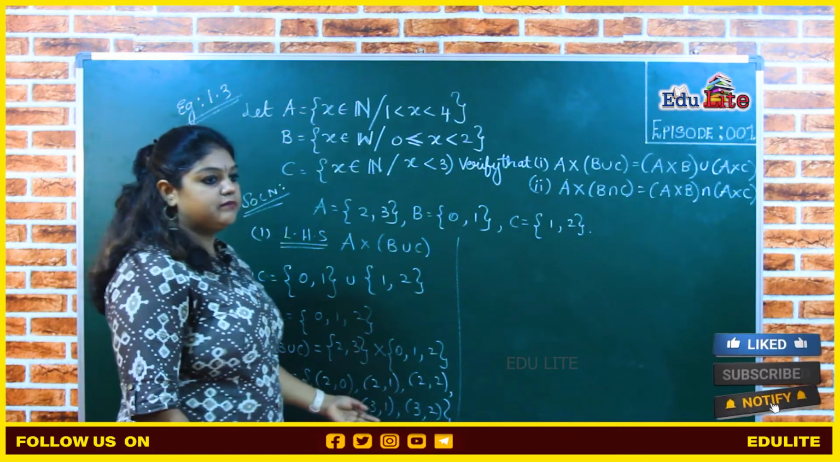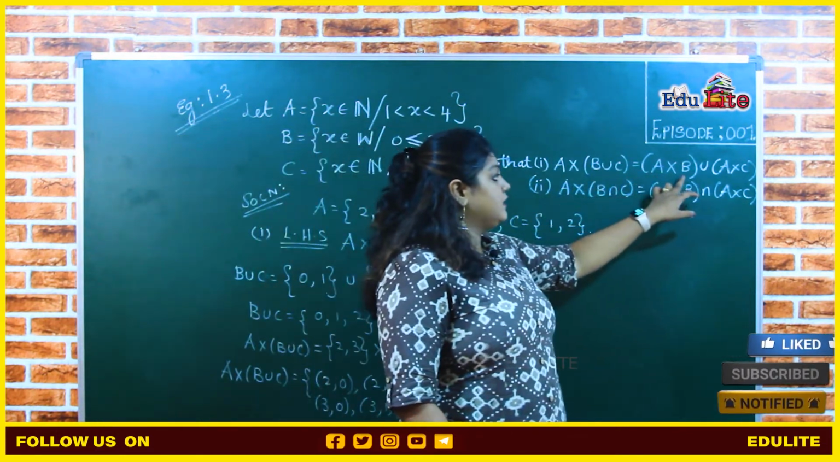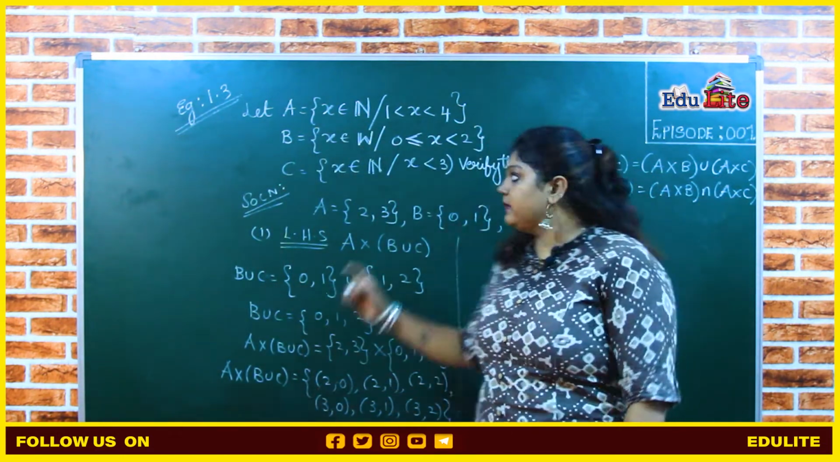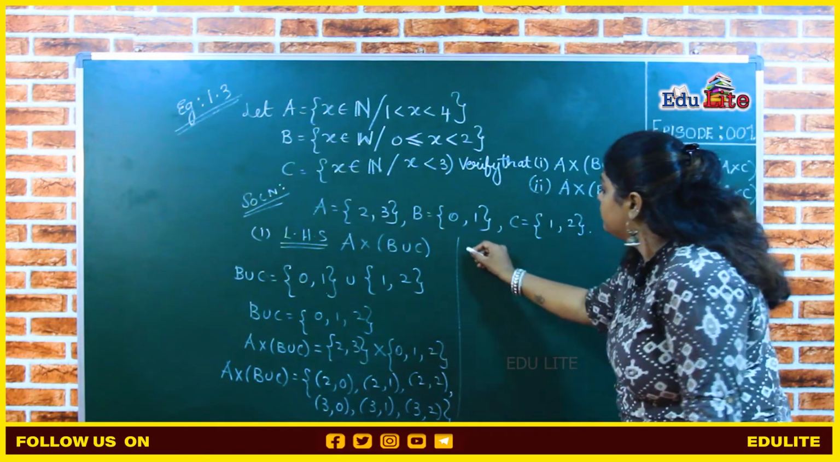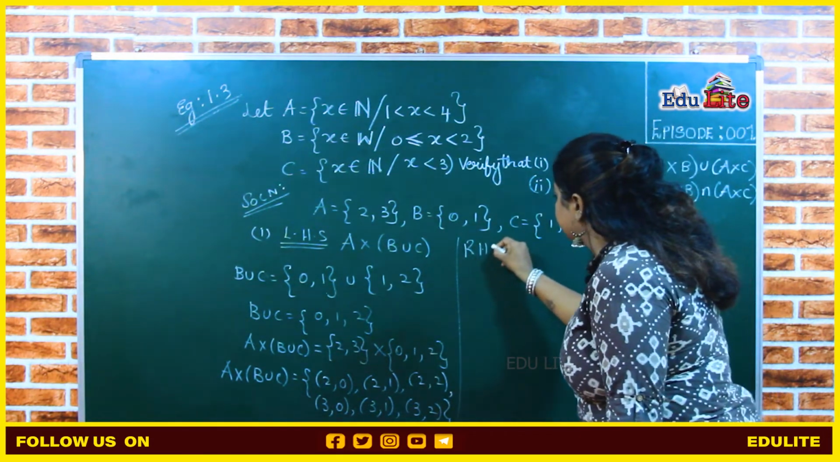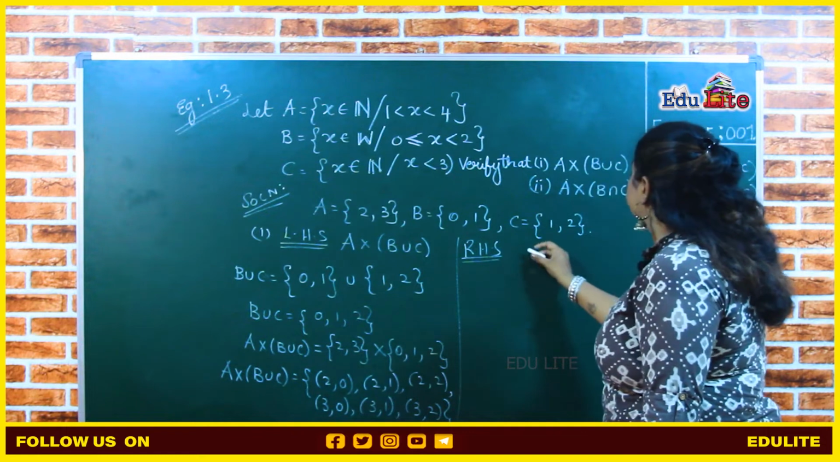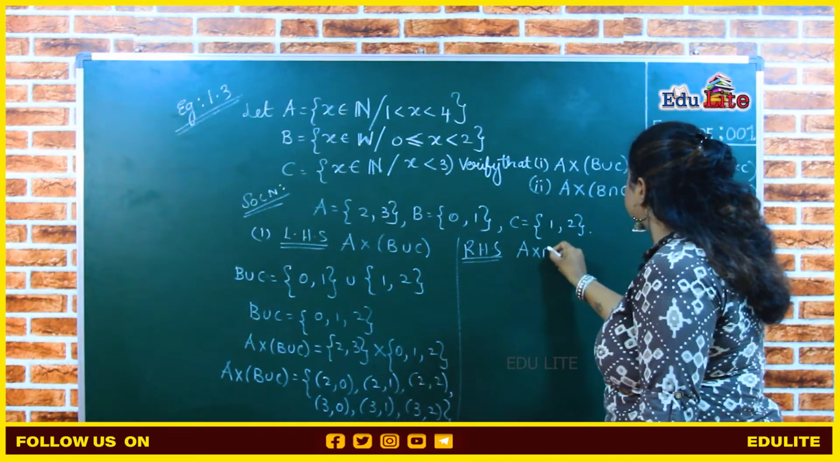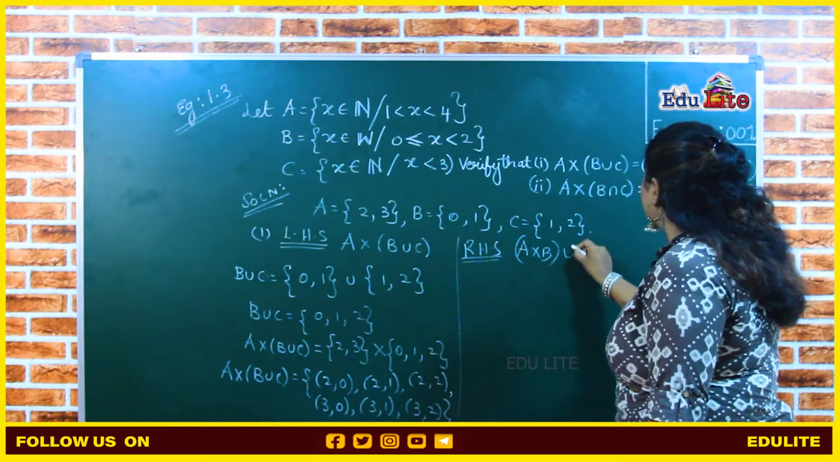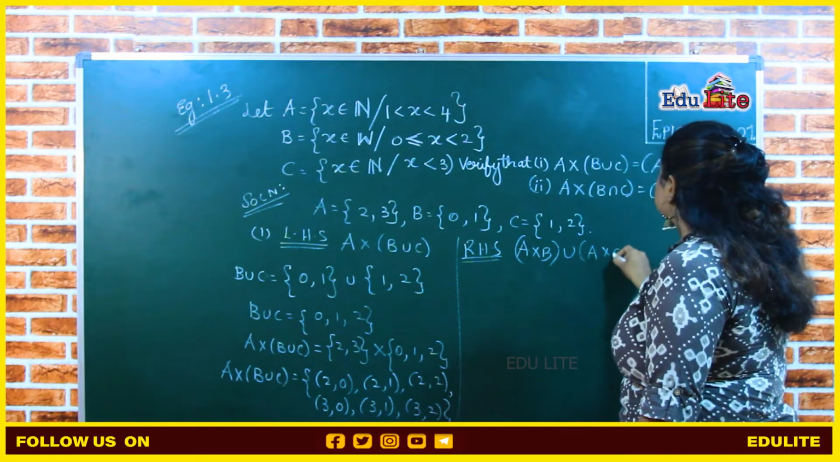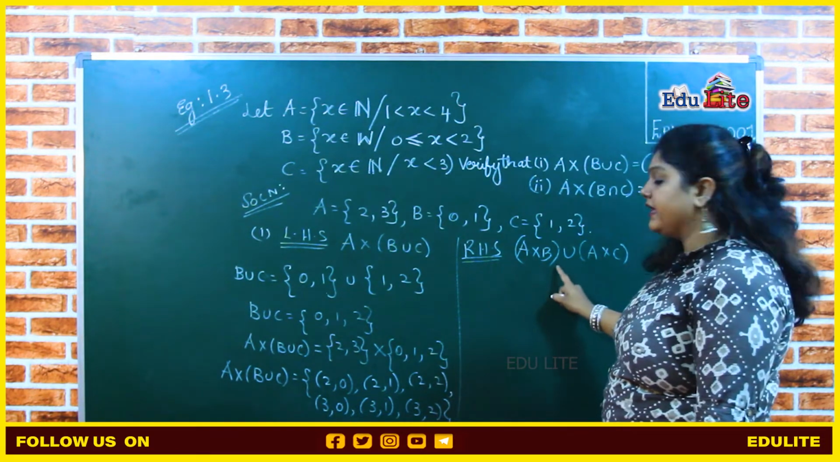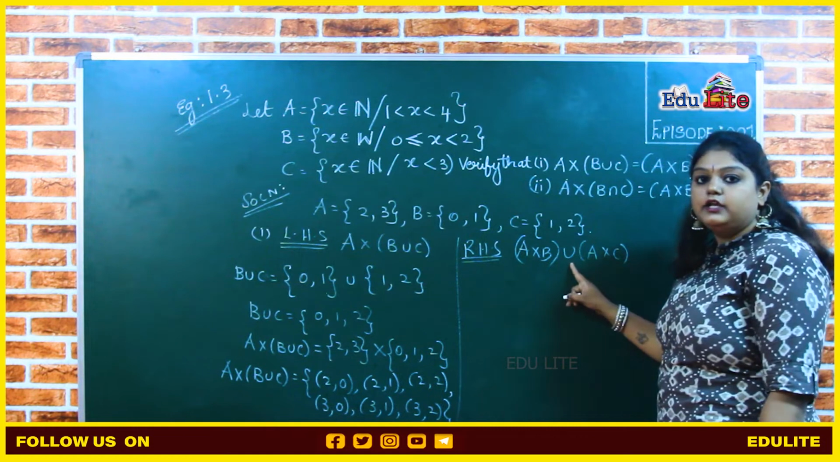If we get the same thing by solving (A cross B) union (A cross C), this will be verified. So we'll move on to the right hand side. Right hand side is given as (A cross B) union (A cross C). So first we will finish within the bracket, then we will move on to the union portion.